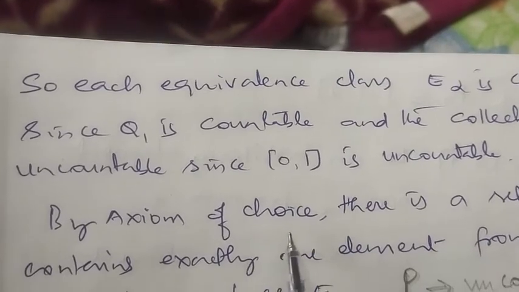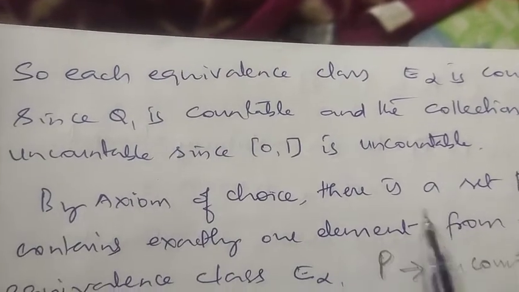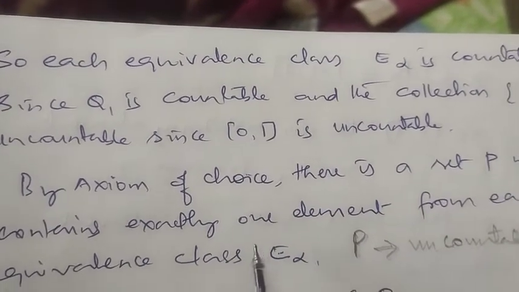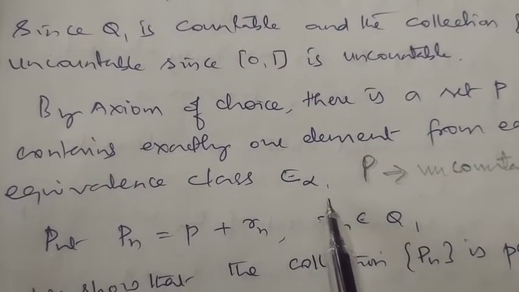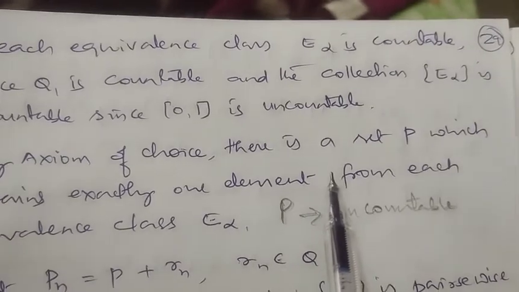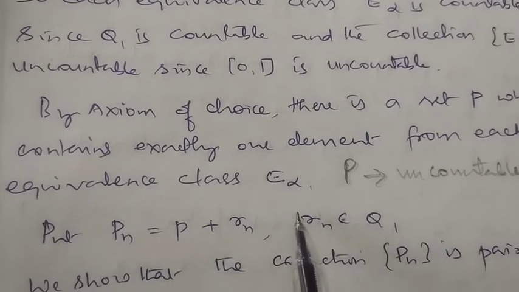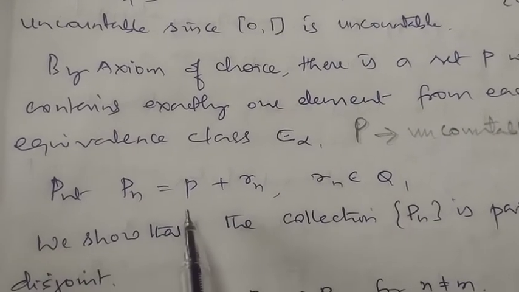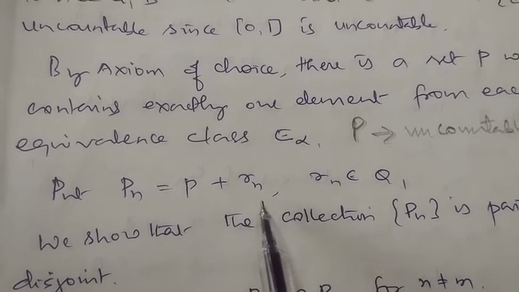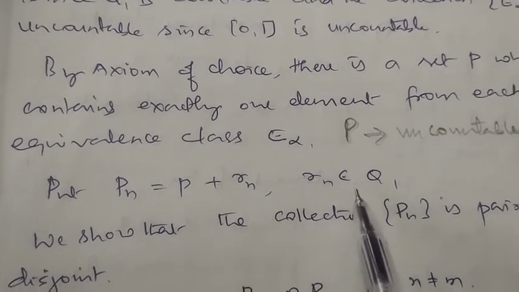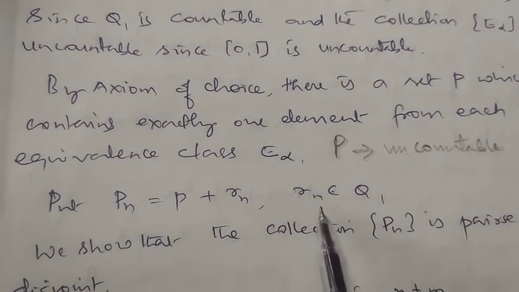By the axiom of choice, there is a set P which contains exactly one element from each equivalence class E alpha. Put Pn as P plus Rn, where Rn belongs to Q1.